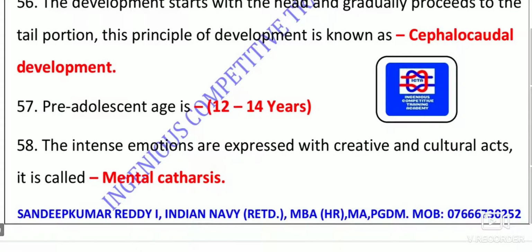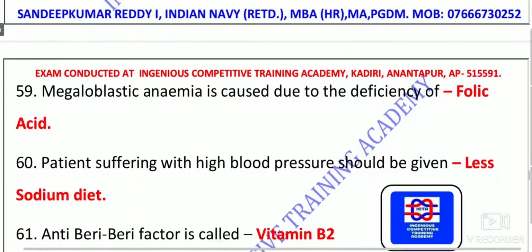The pre-adolescent age is between 12 to 14 years. Next, intense emotions expressed with creative and cultural acts are known as mental catharsis.